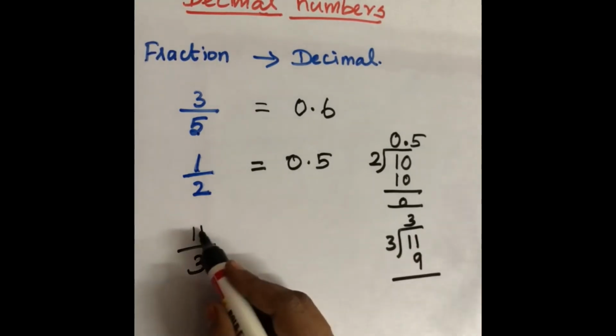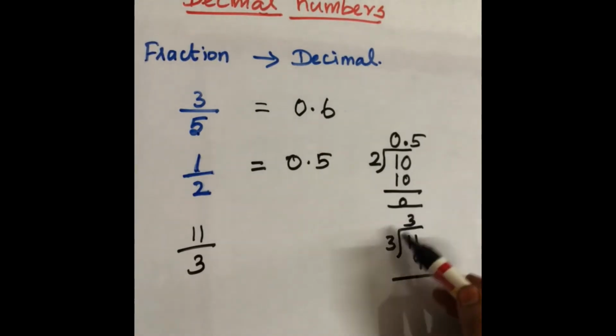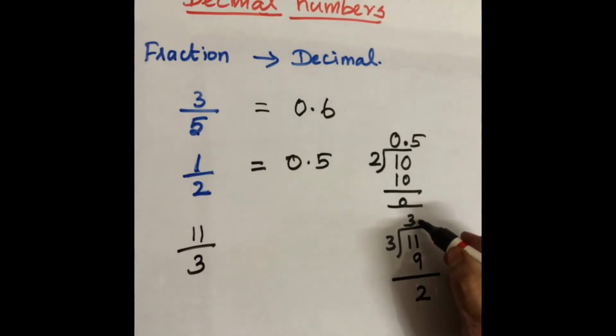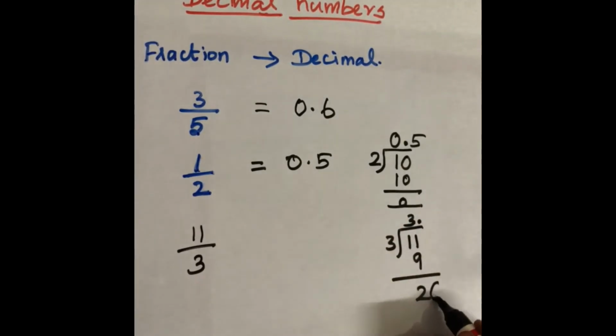It is an improper fraction, so you can find some whole number. 3 3s are 9. 11 minus 9 is 2. Now, 2 is smaller than 3. So, in this case, you keep a point here and then add a 0.